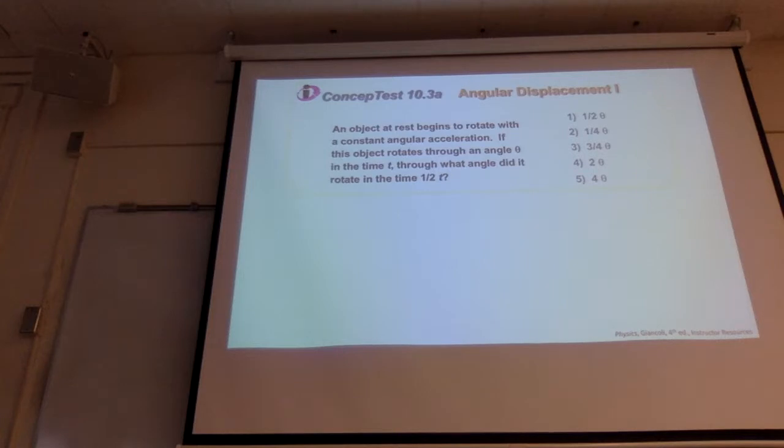So an object at rest begins to rotate with constant angular acceleration. So if it helps, just imagine a wheel. It's just sitting there, and then for some reason, it starts to spin and spin faster and faster and faster, okay? This object rotates through an angle theta in the time t. So we're saying we maybe start a stopwatch, wait a certain amount of time, and then see how much of an angle it has rotated around, all right? How does that compare to the angle in half the time? The angle in half the time.